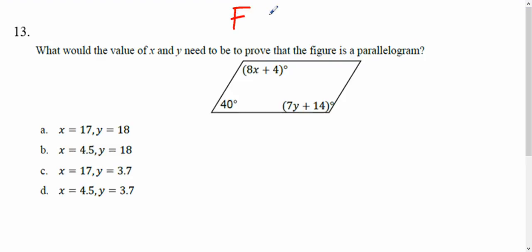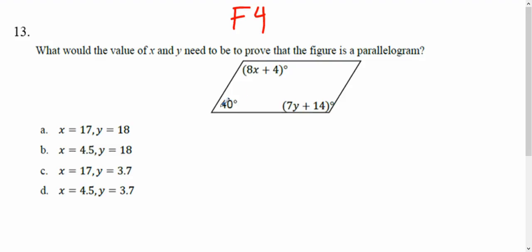This question comes from framework 4. We have, if this is a parallelogram, to prove it's a parallelogram, there's multiple things relating to these angles. Angles that are across from each other, opposite angles, have to be congruent. That doesn't help us because we have an x and a y. The other piece of information about parallelograms is that consecutive angles are supplementary. So any two angles that are next to each other have to add to be 180.